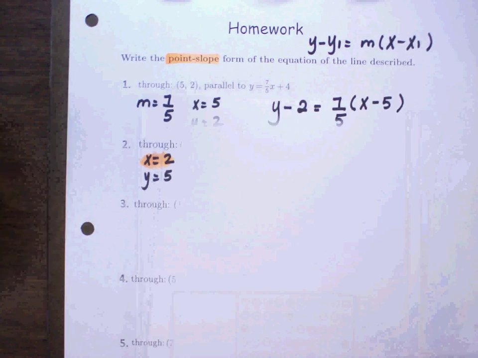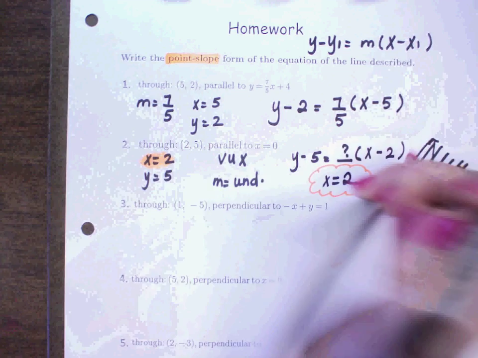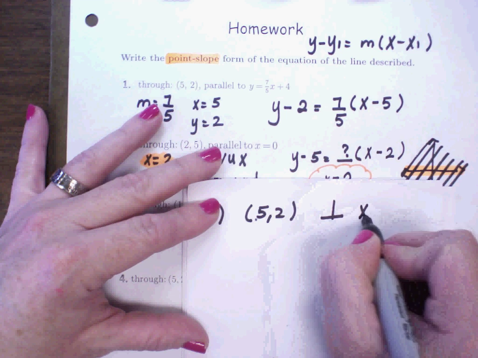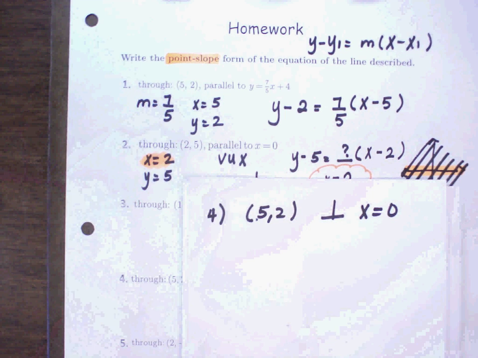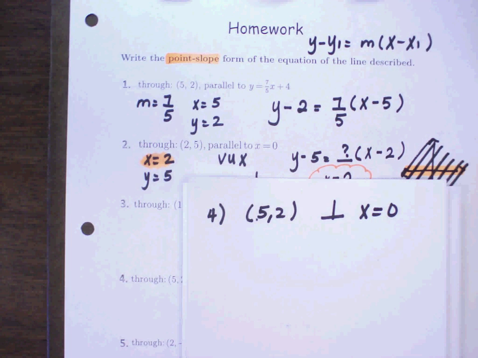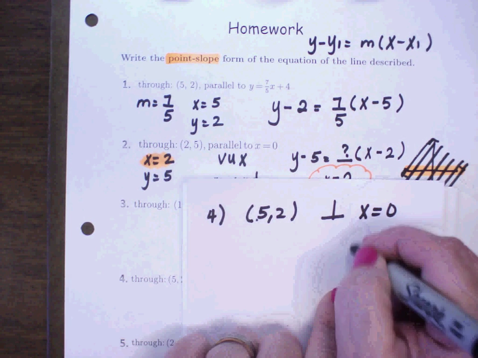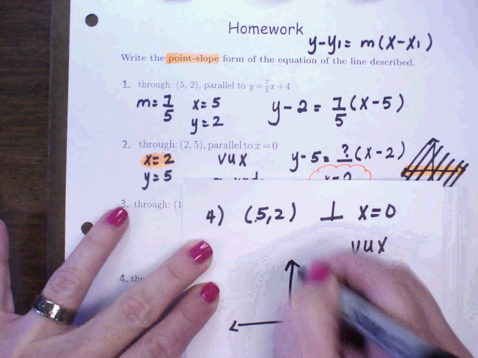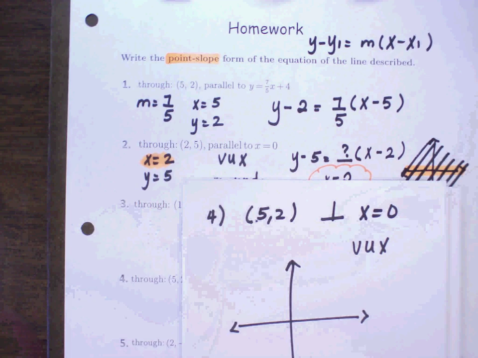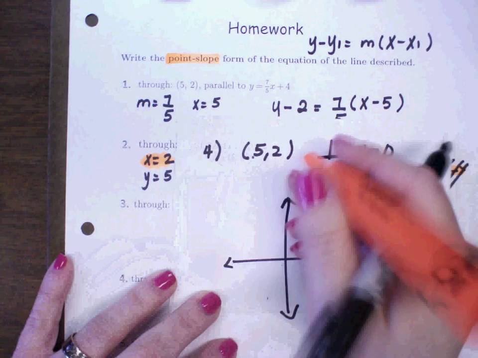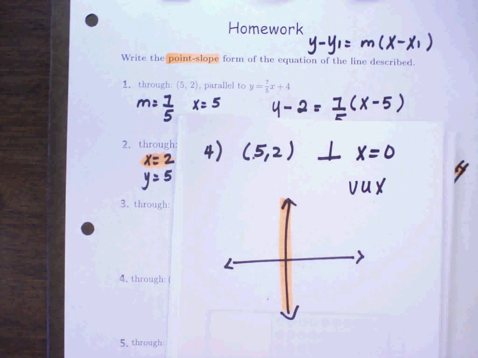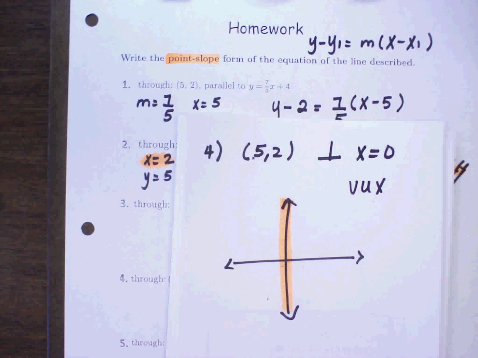All right, number 4, right? For number 4, it was 5 and 2, and it was perpendicular to x equals 0. All right, so again, if x equals a number, that is Vox. Yes? So it's a perpendicular. Let me see if Mr. Ring can get this one right. It's a vertical line where? Through the origin. Very good. So this is x equals 0, right? So it needs to be perpendicular. So it cannot be like this, right? It has to be a horizontal line.